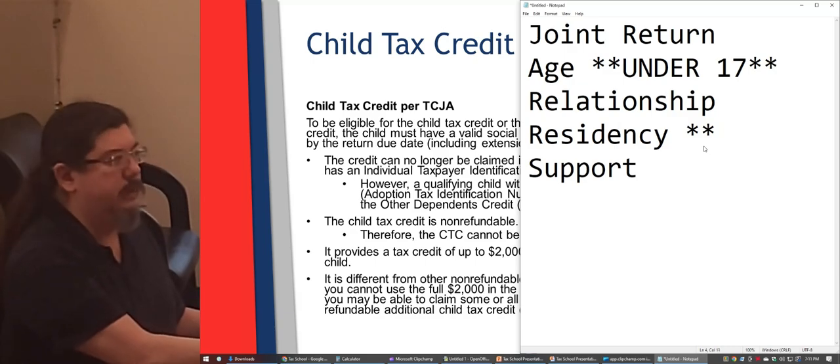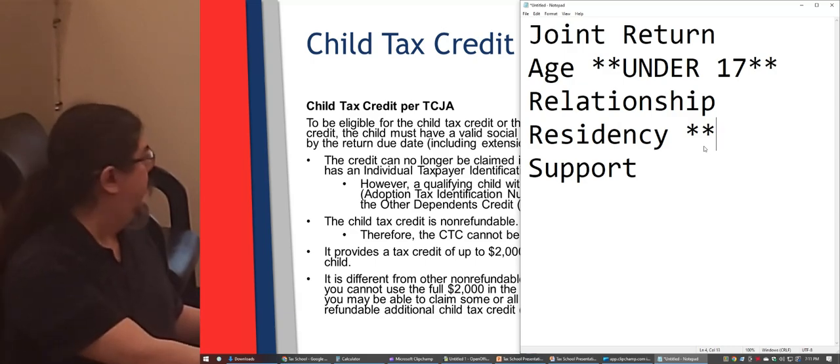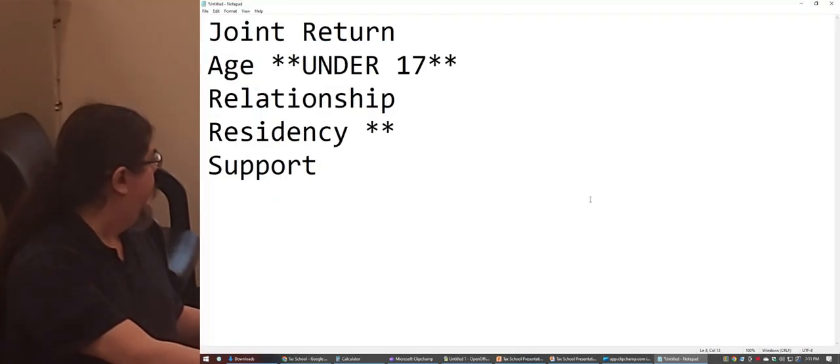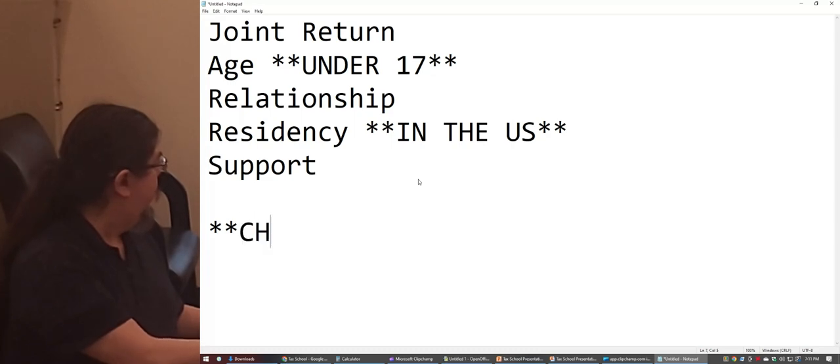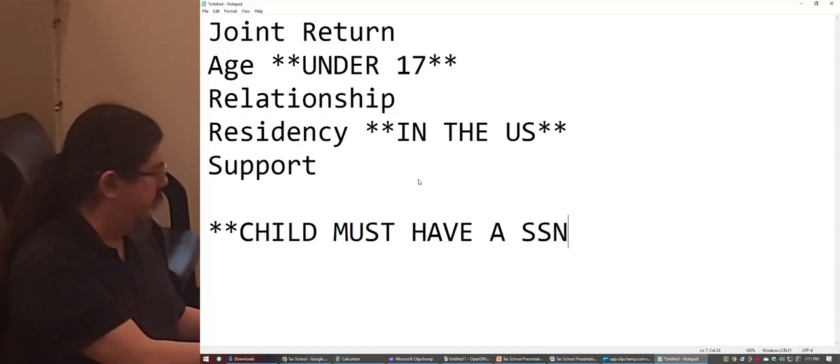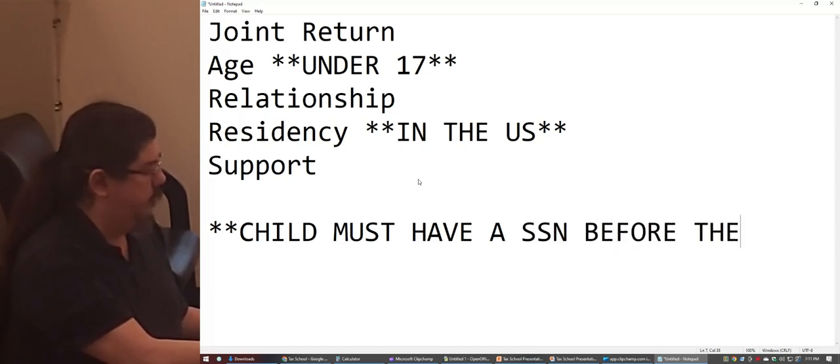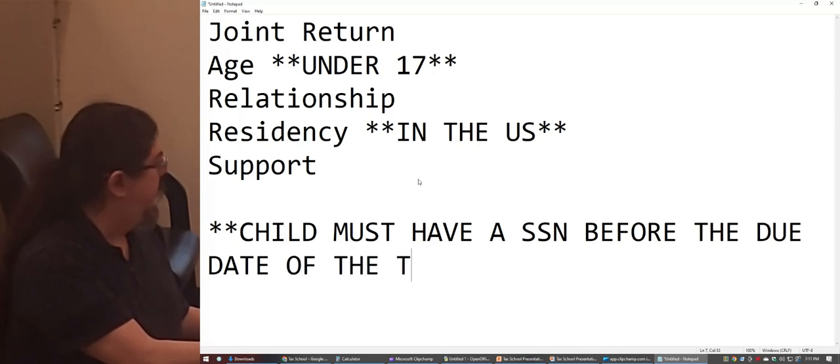The residency test normally says the child must live with you more than half of the year. For purposes of child tax credit, the child must live with you more than half the year in the United States. And those are two main changes. And one new qualification is that the child must have a Social Security number before the due date of the return.